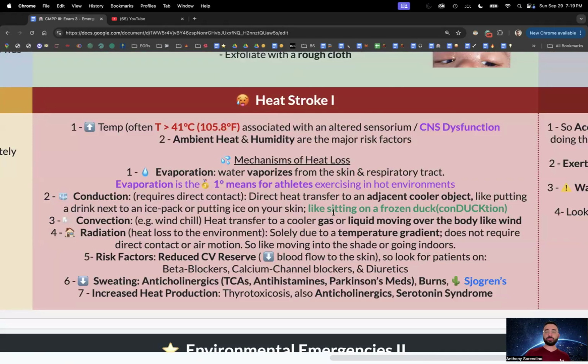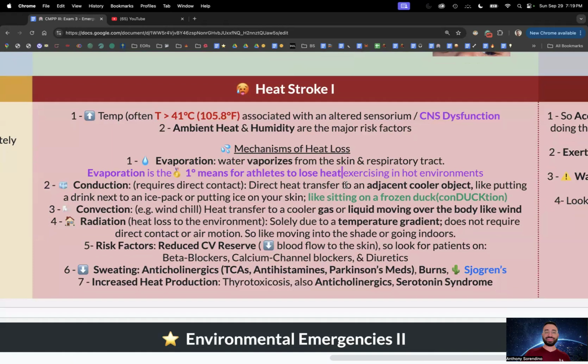Evaporation is a primary means of heat loss for athletes exercising in hot environments. A good one to know is that conduction is direct heat transfer, like putting an ice pack on yourself or jumping in water. Don't confuse that with convection, which also has to do with a liquid, but that's like pouring water on yourself. Will you get some conduction with that as the water comes in contact with you? Yes, but it's running over your skin, so that is convection, a gas or liquid moving over the body. That includes wind, so fanning yourself is convection. Radiation is just the natural heat loss to the environment, like going into the shade. But conduction is direct contact, like jumping in water, holding ice, or putting an ice pack on, which is good to know.